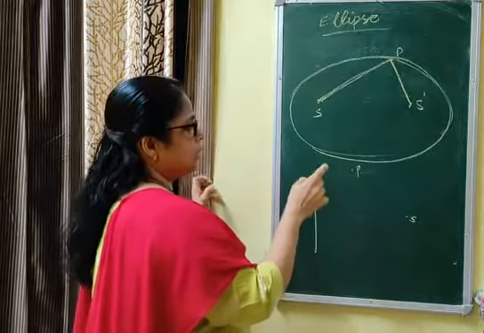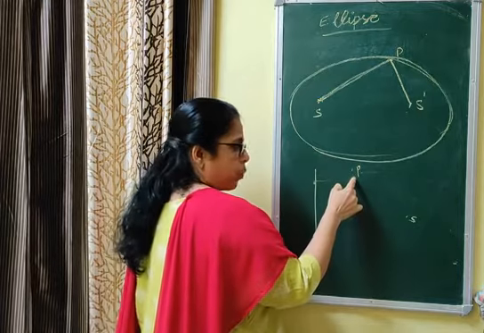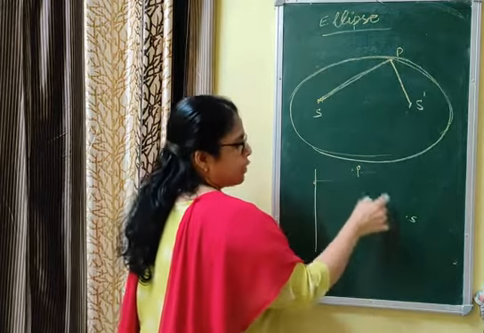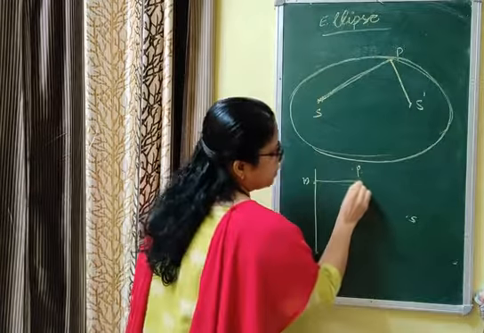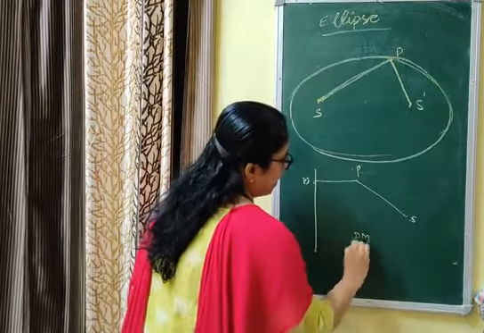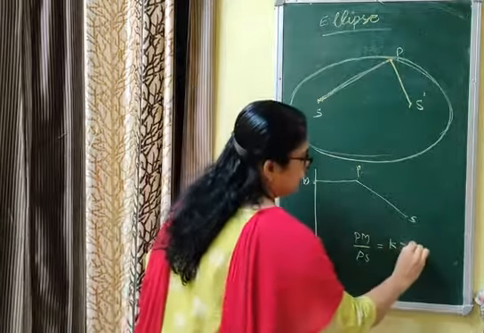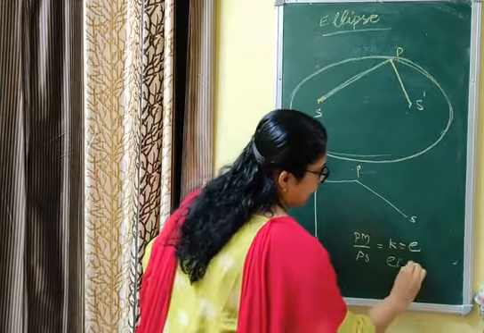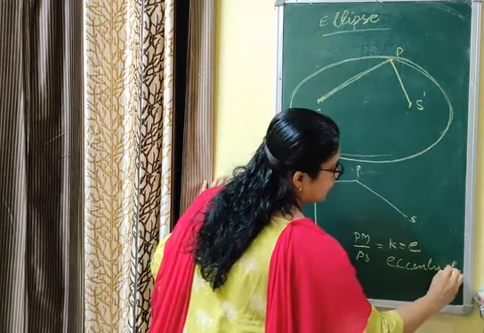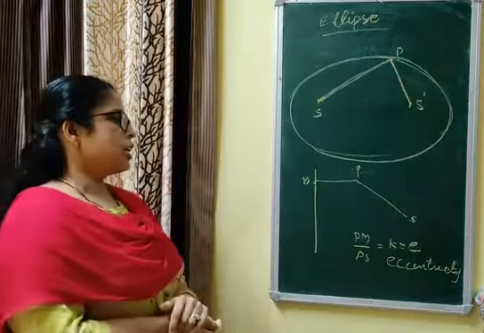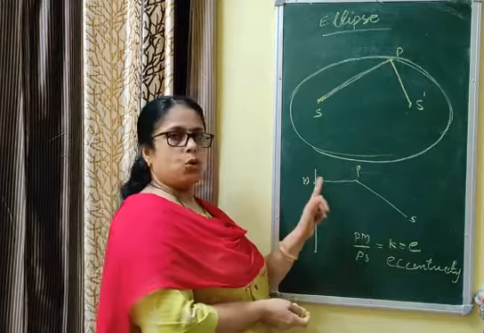Second is the ratio between the distance of a point from a fixed line to a fixed point is constant. That is, if this is PM and this is PS, then PM by PS should be a constant. This ratio is denoted as E, and it is called the eccentricity of the ellipse. Eccentricity is the ratio of the distance of the point from the fixed line to the fixed point.